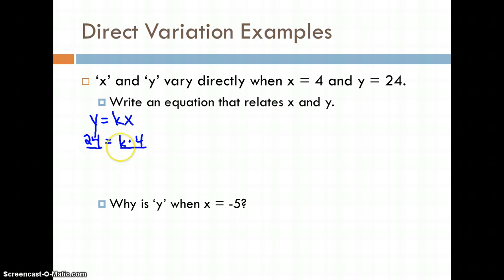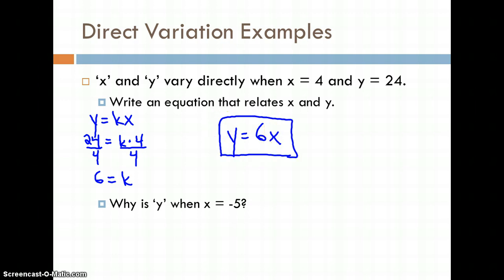The inverse of multiplying by 4 is dividing by 4. 24 divided by 4 is 6. So we get k equals 6. So we want to write our direct variation equation will be y is equal to 6x. Right there, y equals 6x.